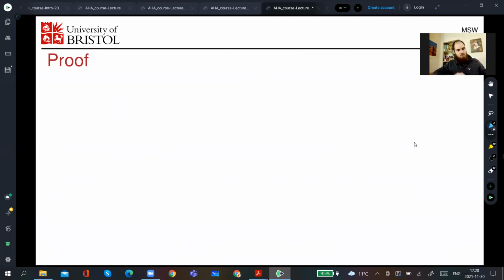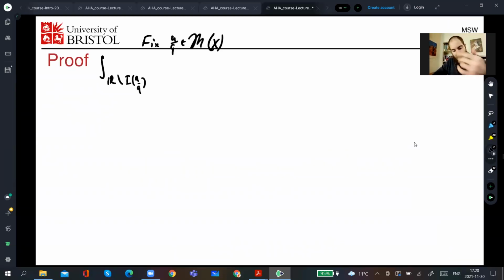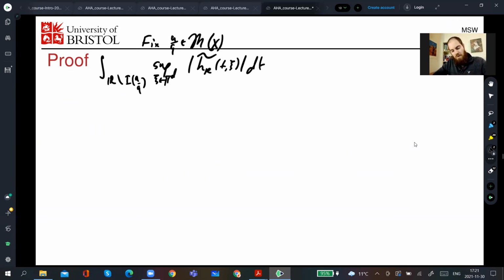Let's start by writing out what the integral is. So I have the integral over R minus I of AQ. I'm fixing AQ, right? Fix AQ in the major arcs. All right, and I have the sup over x, c, and t, d of this Fourier transform. So this is actually equal to, I want to write out what that Fourier transform is.